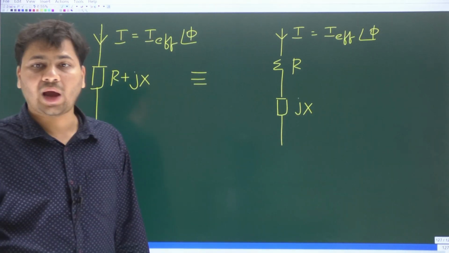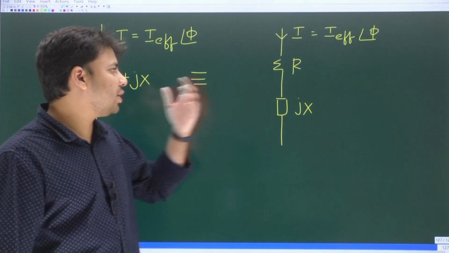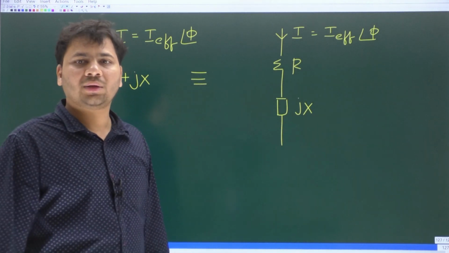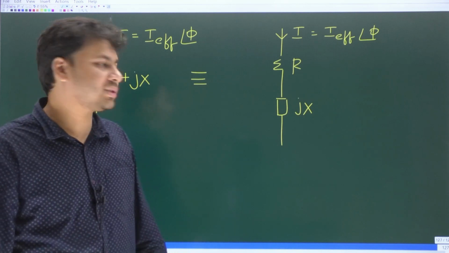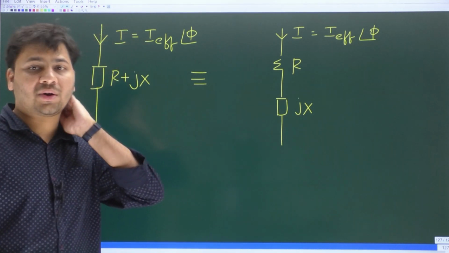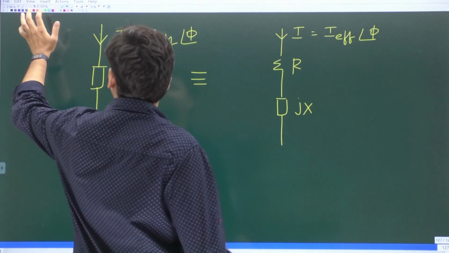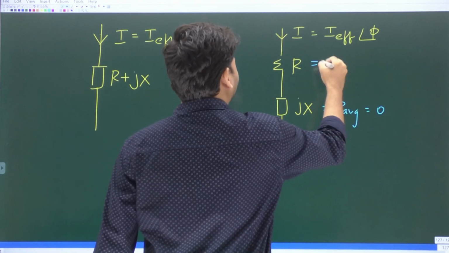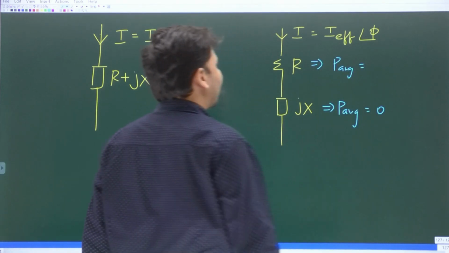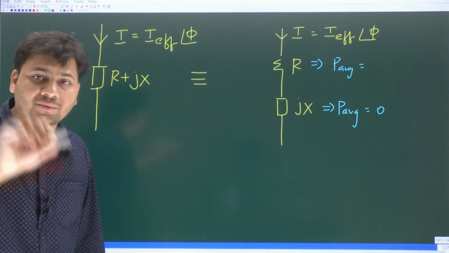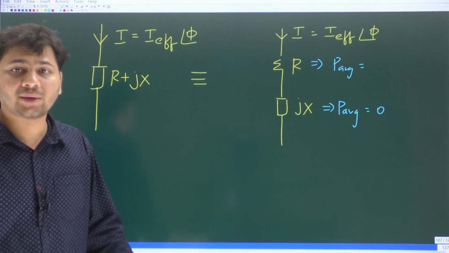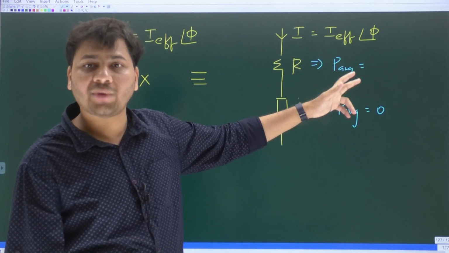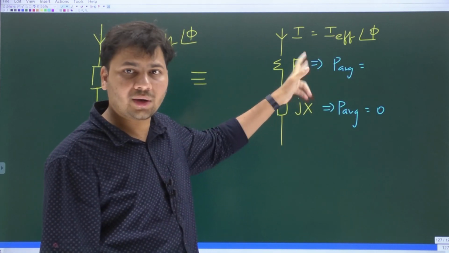Now the average power absorbed by this two-terminal element will be equal to what? Average power absorbed by R plus the average power absorbed by the reactive element whose impedance is jX. You know, for any reactive element, the average power absorbed is what? 0. Yes. So for this, the average power absorbed is 0. Whereas for the resistor, the average power absorbed is always equal to what? Square of the RMS value of the current times resistance. What is the RMS value of the current flowing in this branch? RMS value is the same as the effective value. I effective squared into R.